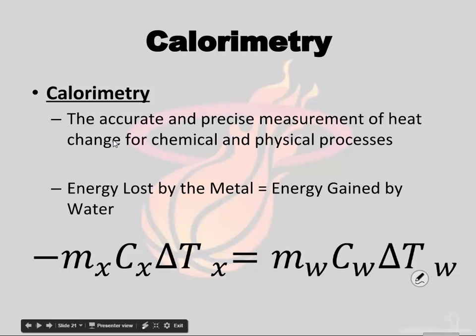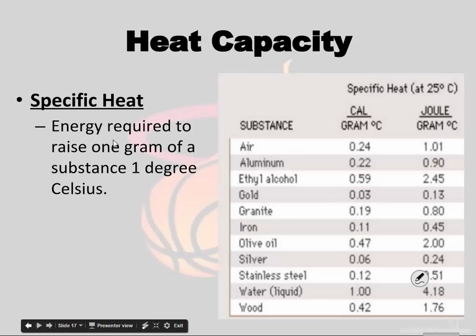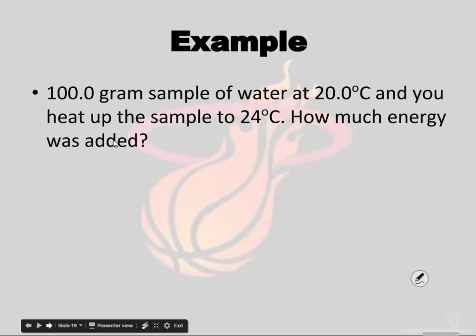So let's try an example. So we have a 55-gram sample of a metal at 90 degrees Celsius. It is dropped into a container of 250 grams of water at 22 degrees Celsius. The final temperature, remember they're going to reach equilibrium, so they're both going to have the same final temperature, is 23.4. What is our metal? So we want to find the specific heat of our metal, so Cx, and then we're going to compare it to values in our table here to see which metal is closest. So let's try this example.